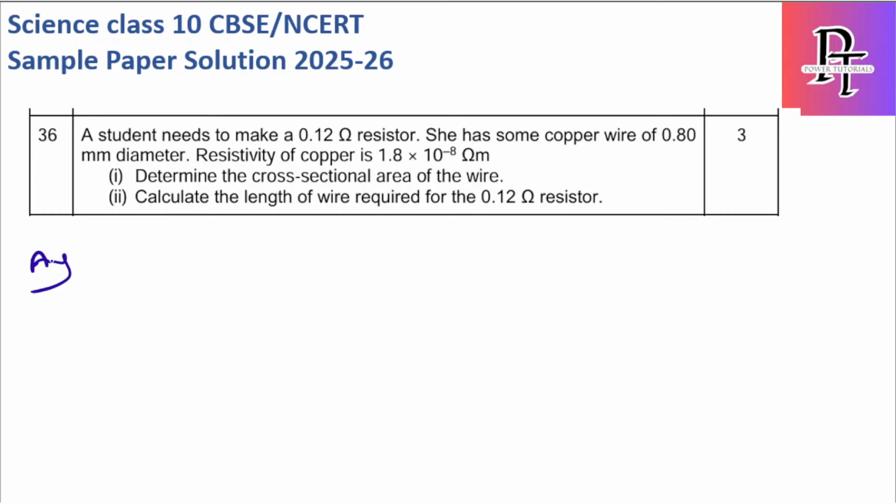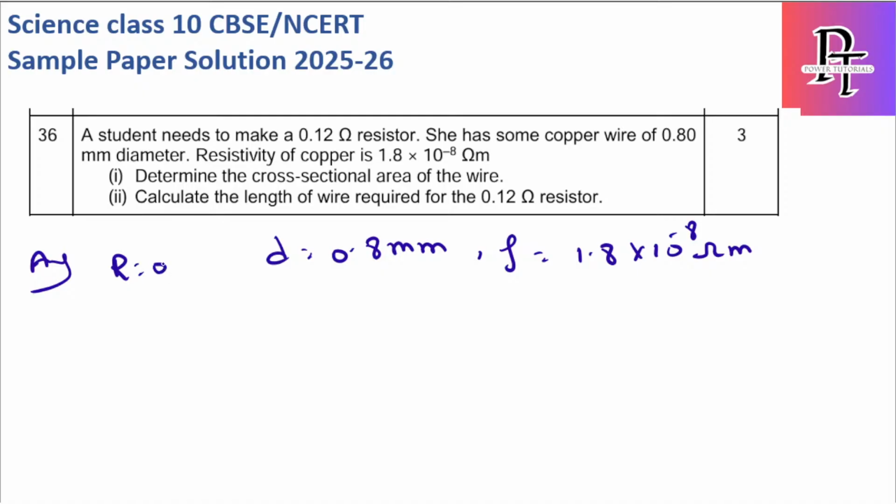Okay, let's solve this 36th question. A student needs to make a 0.12 ohms resistor. She has some copper wire of 0.8 mm diameter. Resistivity rho they have provided is 1.8 into 10 to the power of minus 8 ohm meter, and the resistor they want to make is 0.12 ohms.